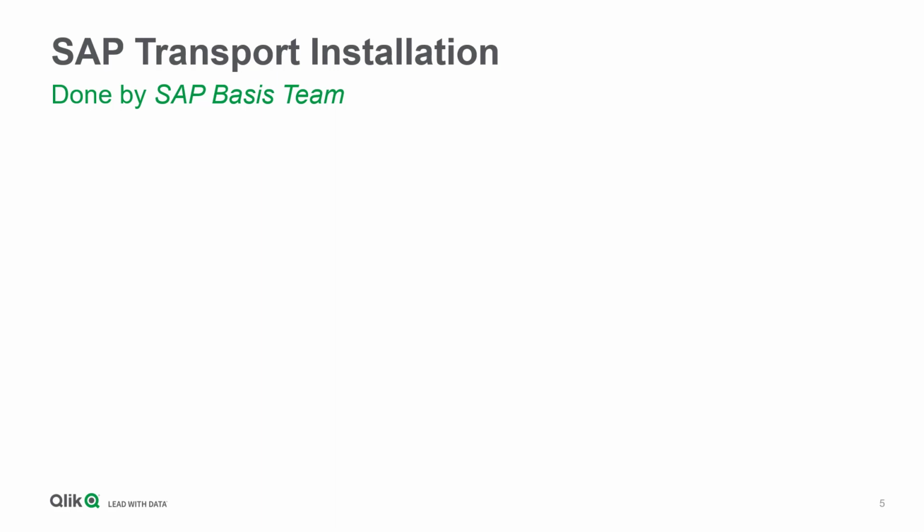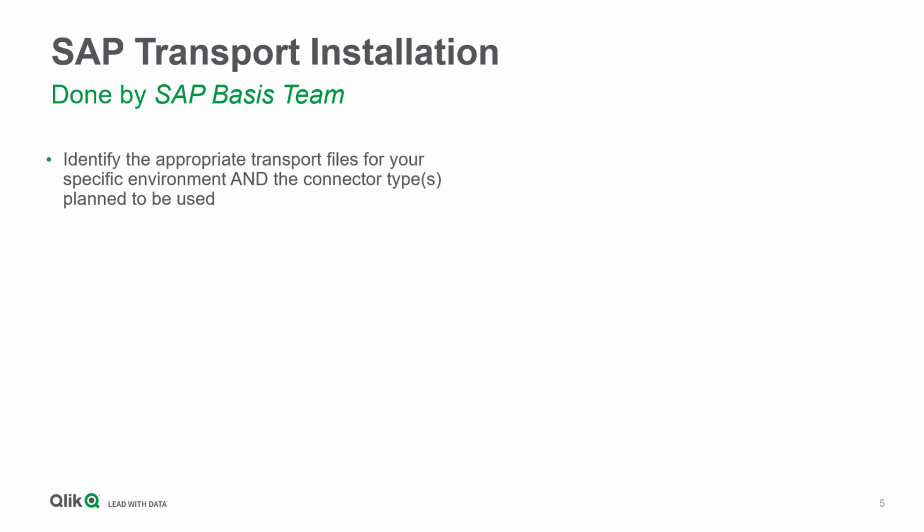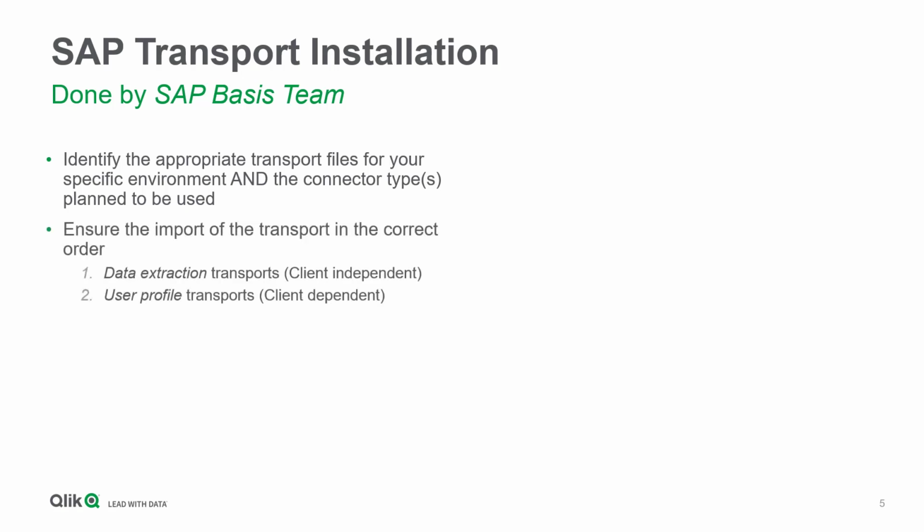Second step, transport installation. The SAP system needs to be prepared by the SAP basis team to communicate with our different connectors. We provide a bunch of transport files for data extraction and specific user profiles. The transports differ depending on the target SAP environment, ERP or BW, and the intended connector types to use. It is important to install the transports in the correct order.